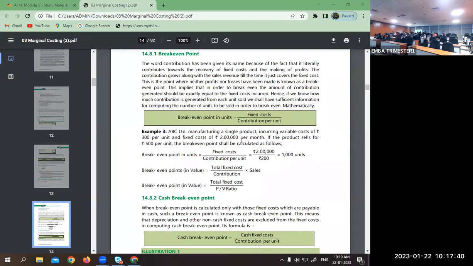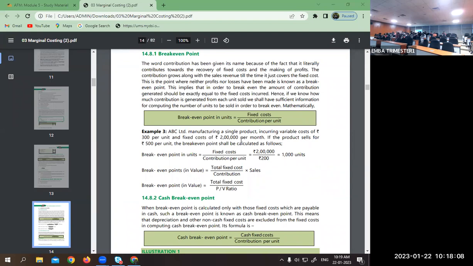Contribution minus fixed cost is equal to profit or loss. PV ratio is equal to contribution divided by sales into 100. When you calculate PV ratio, whether you do it per unit or in total, both will give the same answer because it's a percentage.